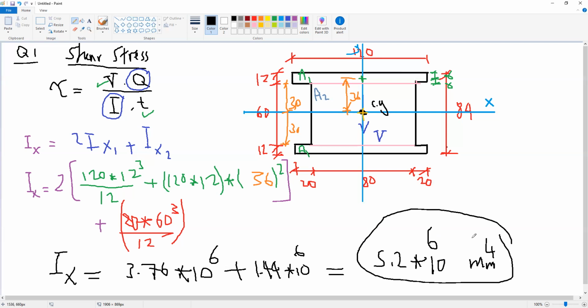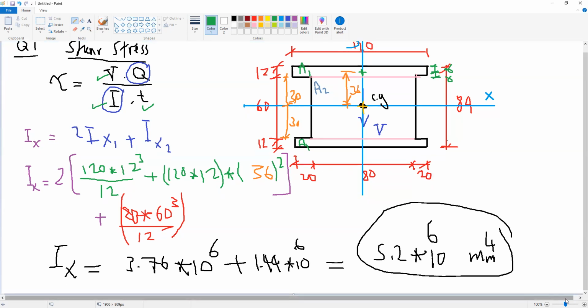Okay. Do you have any question about this inertia? We have done this in the previous class, and we have done it today. So this is the first thing we have to do for this section. We know the inertia. So now we know what is the shear force, what is the inertia, what is the thickness. We still need to know how to find Q.